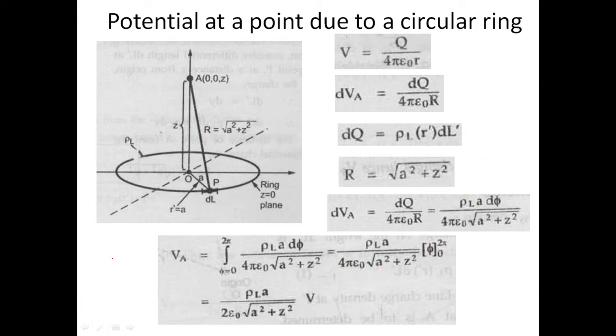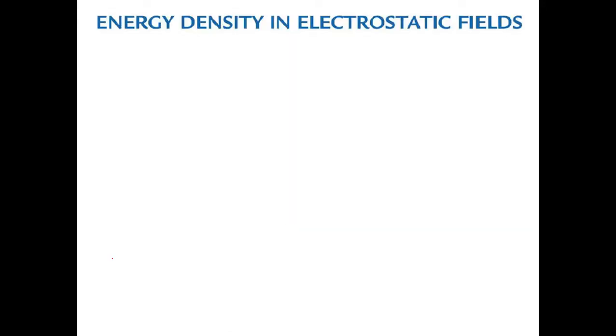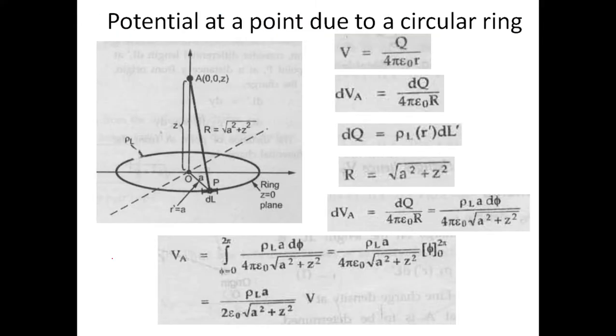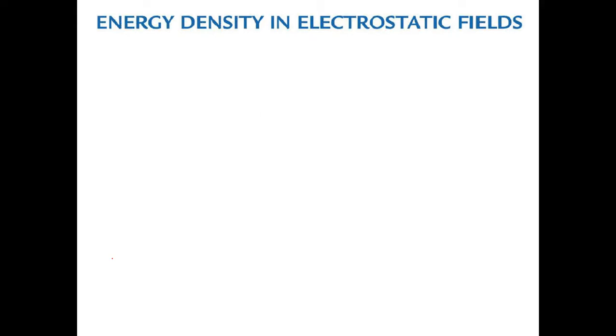Now moving on to the next topic. So whatever we have discussed here is one part of the module, that is work done, potential and potential difference, and also that E is equal to negative gradient of V, right? So the next one, energy density in electrostatic fields.